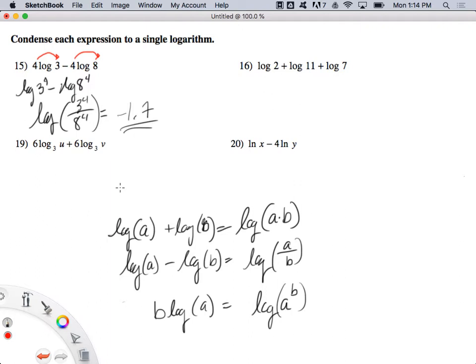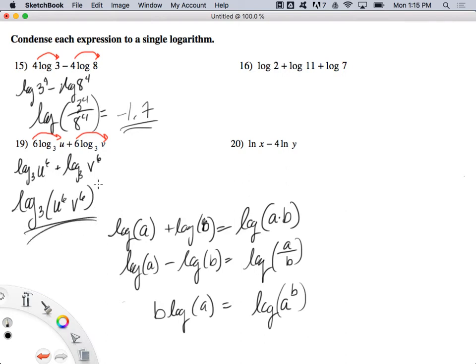Okay, let's look. How do I do this one? What happens to these 6s? What do they become? Exponents. So this becomes log base 3 of u to the 6th plus log base 3 of v to the 6th. Now when I add logarithms, what do I do? Multiply. Very good. So it becomes log base 3 of u to the 6th times v to the 6th. And I'm done. That's much more like they will be on the test.